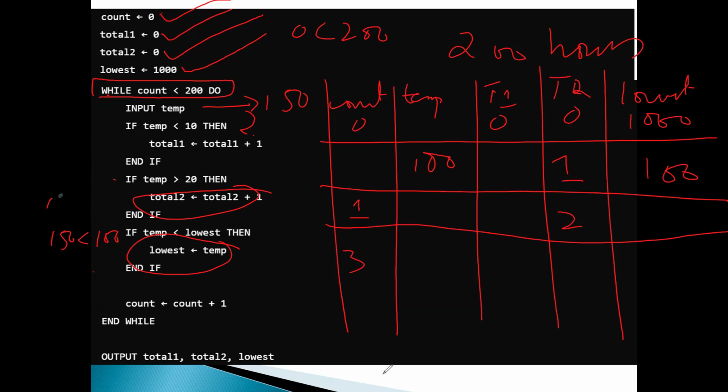Now I give another value. Then we can end the program. Okay. This time I give. Now control will go here. Count value, sorry, count is 2. 2 less than 200. Is this true or false? True. Okay. So control will come here. This time I'm giving 5. I gave temperature 5. So here it will check the condition.